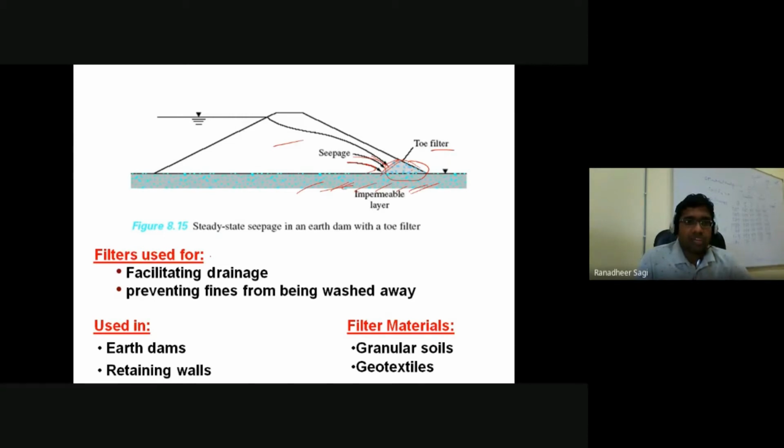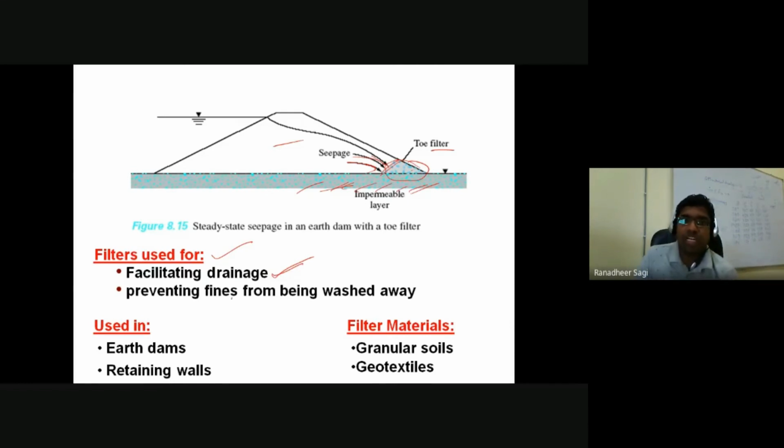So basically these filters are used for the purpose of facilitating drainage. Whatever water is trying to seep through the embankment, you cannot stop that seepage. The only thing is that though the seepage is taking place, there should not be any issue to the structure. That particular thing we have to properly ensure. So for that, I have to see that a proper drainage path is provided. You have to facilitate the process of seepage without causing any kind of issues to your structure.